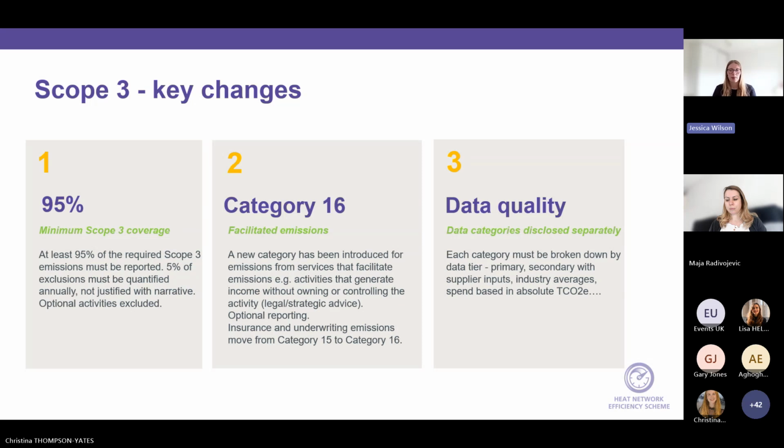And then the third main one is the revision of the data quality requirements. So now companies will be required to disaggregate the emissions into distinct tiers by data type for each of the categories. So they want more visibility and transparency on the data sources. So we'll have to break down the data from primary sources, secondary sources, supplier inputs, if it's an industry average, if it's from a spend-based. And this is just so that they can compare companies easier, as the data quality that is going into those assessments is a bit more transparent at the reporting level.